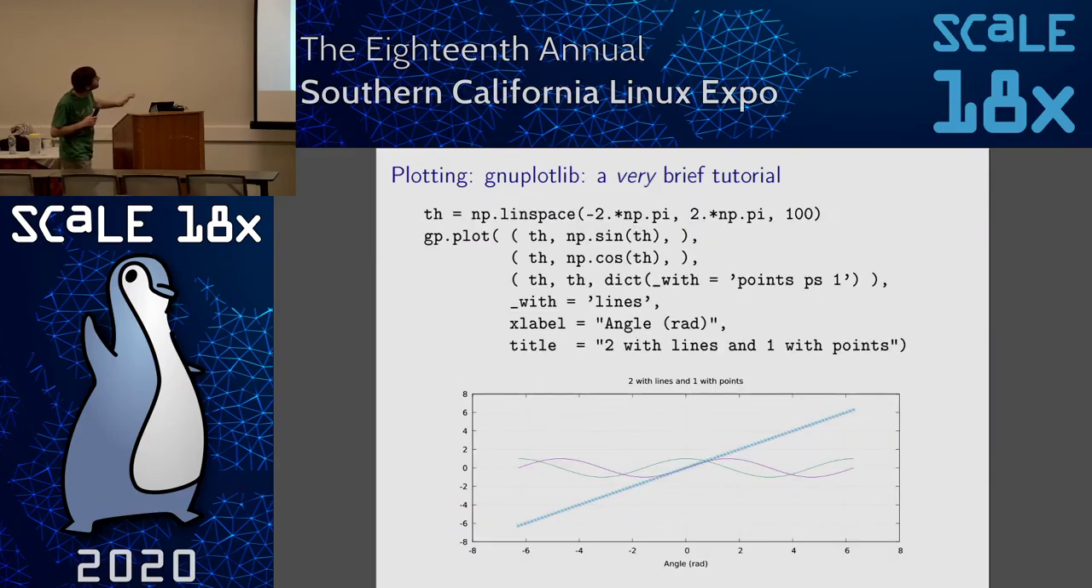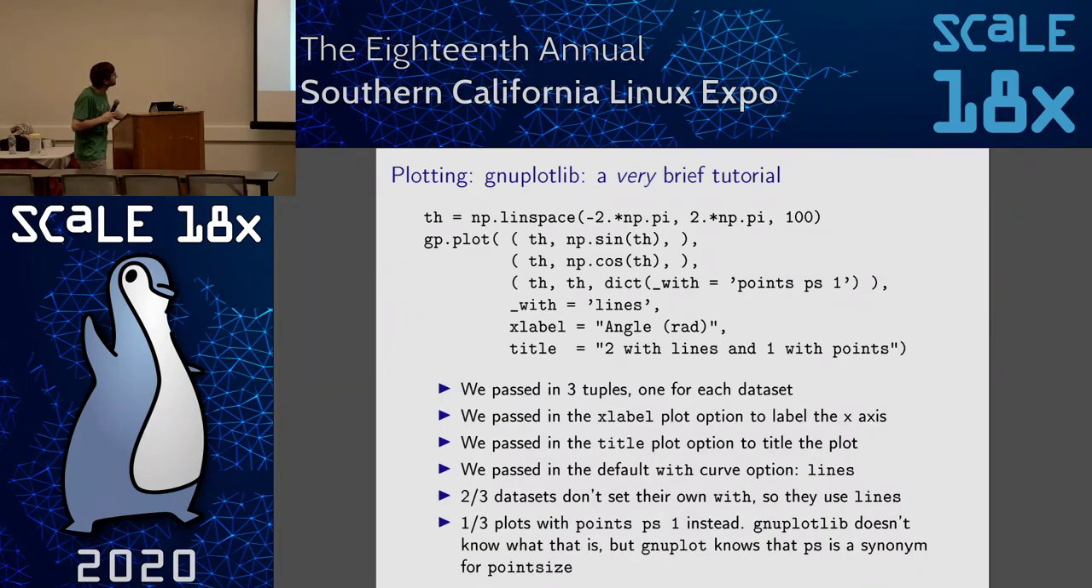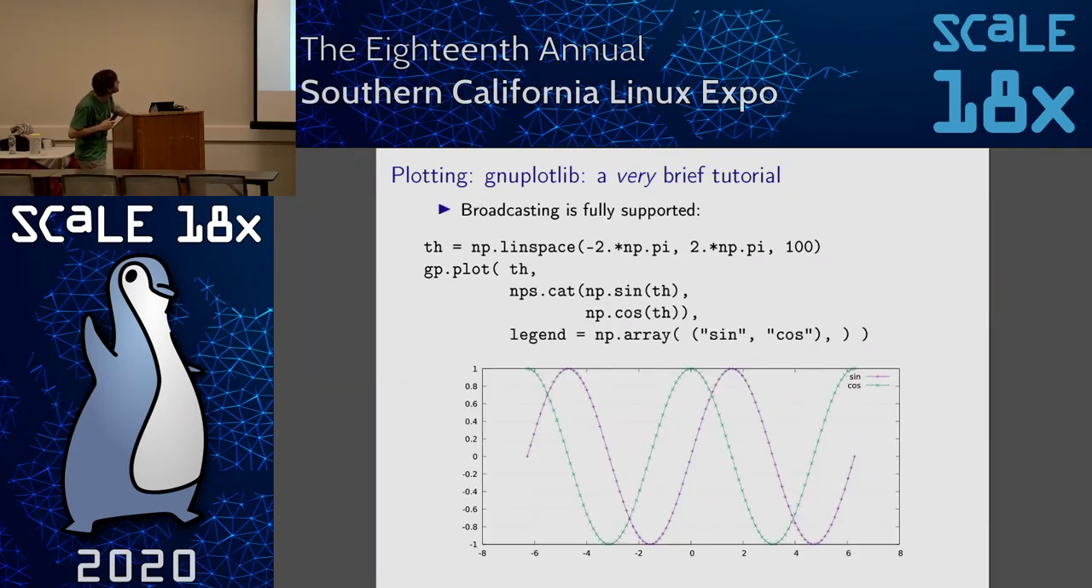Here's an example. I have 3 different curves. I plot a sine, a cosine, and a line. I label my x-axis and the whole plot. I say with lines, so that is the default that applies to all of them that don't specify anything explicit. The line does specify something explicit, point size 1, so that is what you get.